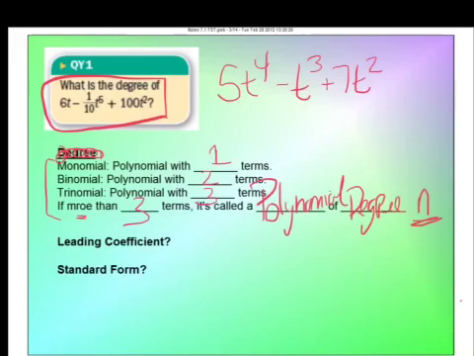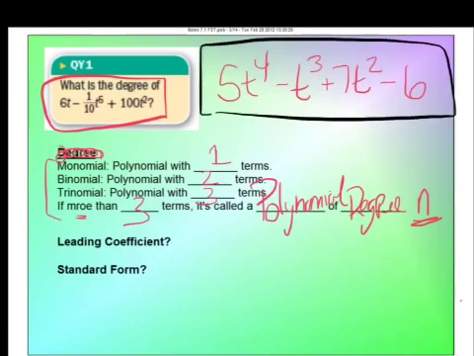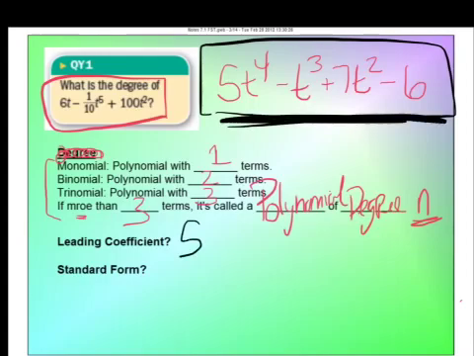So for this trinomial up here, maybe I might add minus 6 at the end. This has 4 unique terms, so what I would say is it's not a trinomial or anything of that nature. I would say it's a polynomial of degree 4. Now in this particular example that I have up here, do notice the leading coefficient is the number 5, and it already is in standard format.